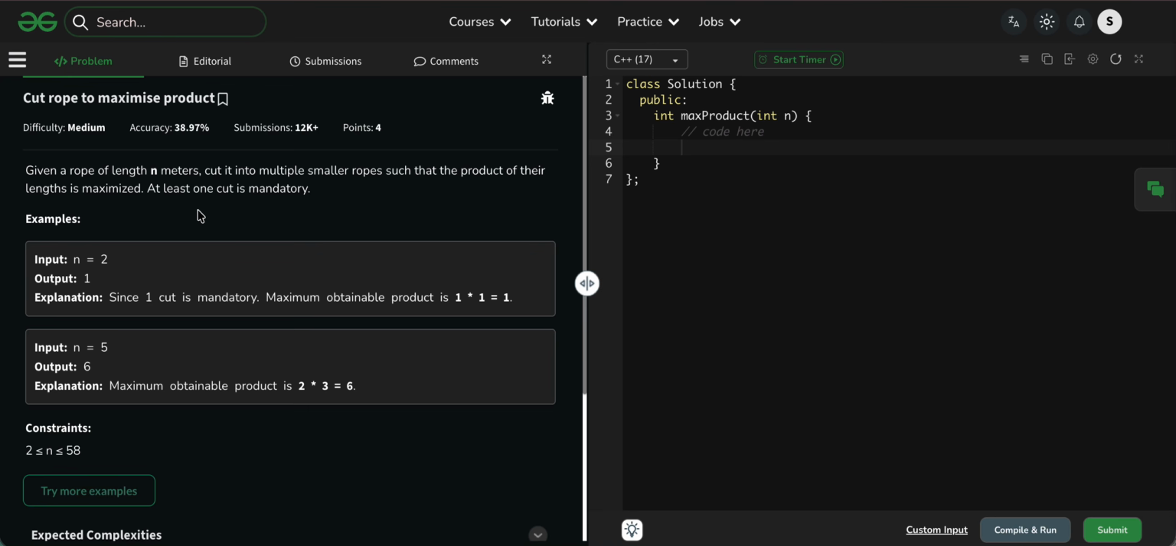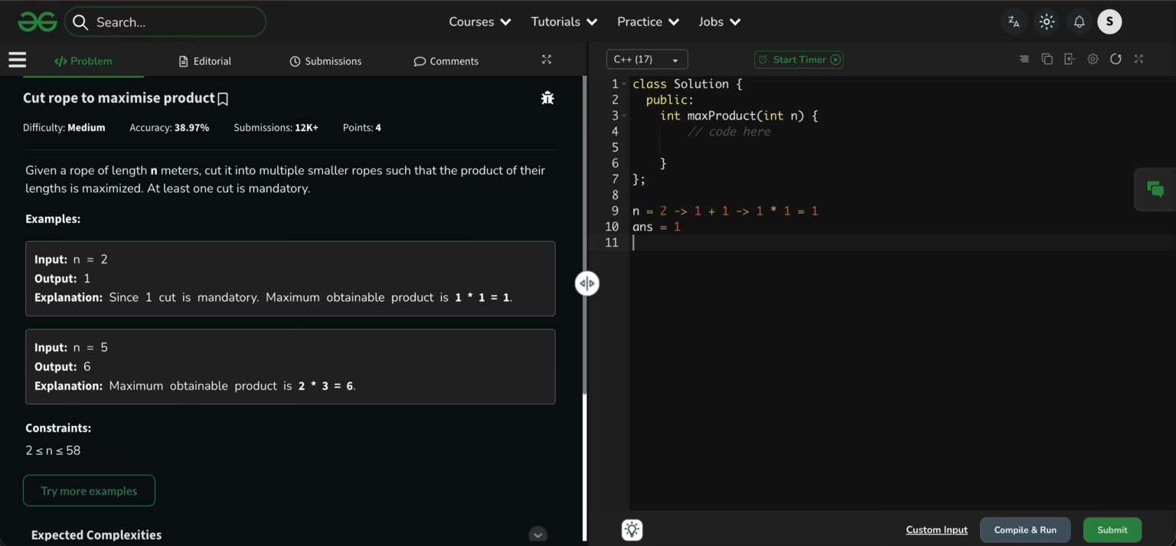If n is equal to 2, what does it mean? It means at least one time we have to cut the rope. So for n equal to 2, we can do 1 plus 1 is equal to 2. Cutting it into 1 and 1, the product is 1, so the answer is 1 definitely.